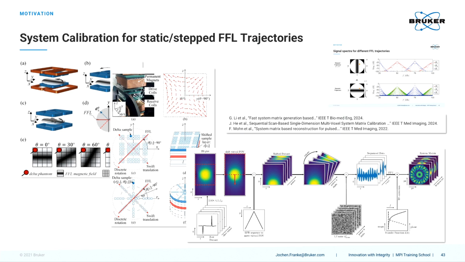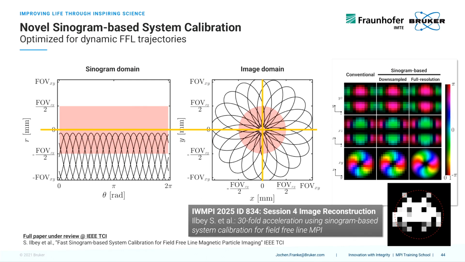but these ones are always for static filtry lines. And as already told, the fingerprint for a dynamic scan having rotation, translation, and excitation simultaneously provides you a completely different frequency response of your particles, which need to be incorporated in your calibration. That's why we came up with a new idea.